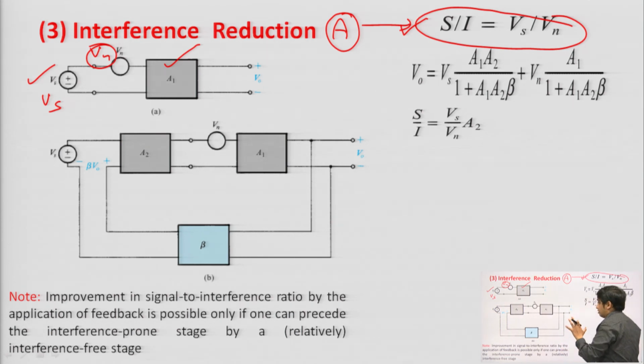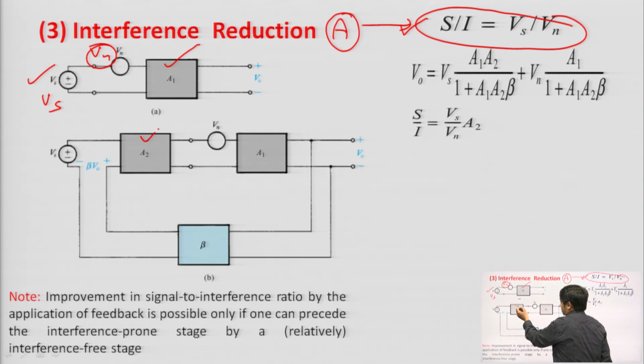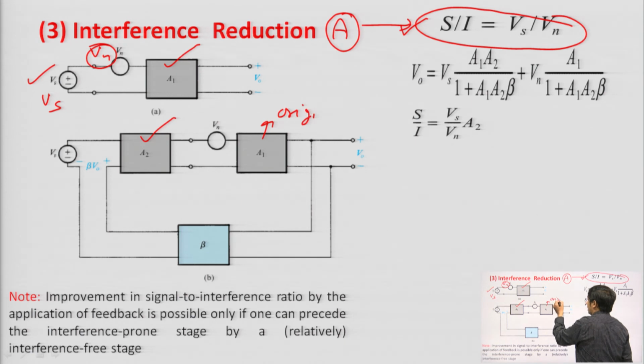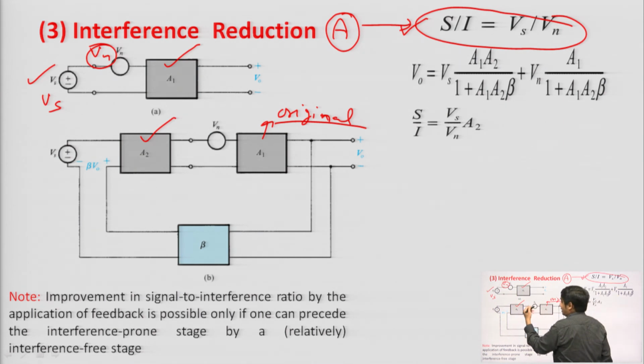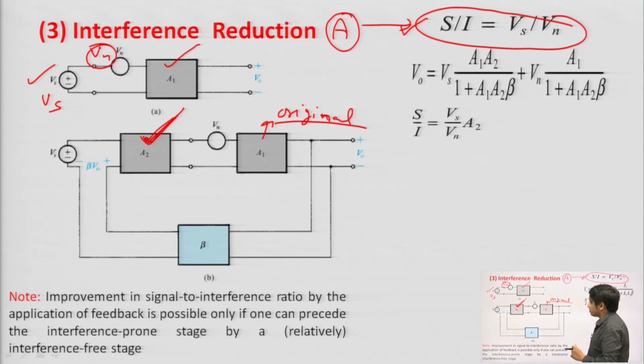Now, with feedback, what do we do? We add an additional amplifier before the original amplifier. Your A1 is the original amplifier, and to reduce the effect of interference and noise, we add an additional amplifier before this A1, and this additional amplifier, whose gain is A2, should be noise free. So, the point is that to reduce the effect of interference by using negative feedback, we need an additional amplifier that should be connected before your original amplifier.